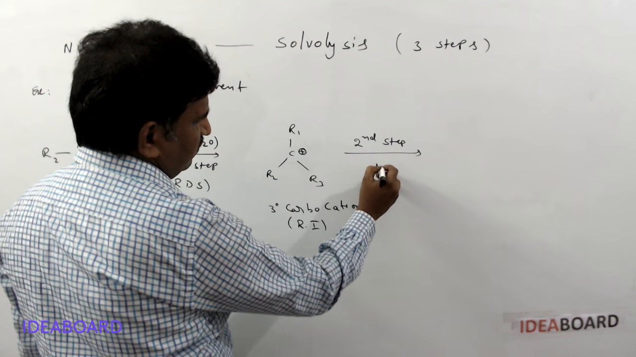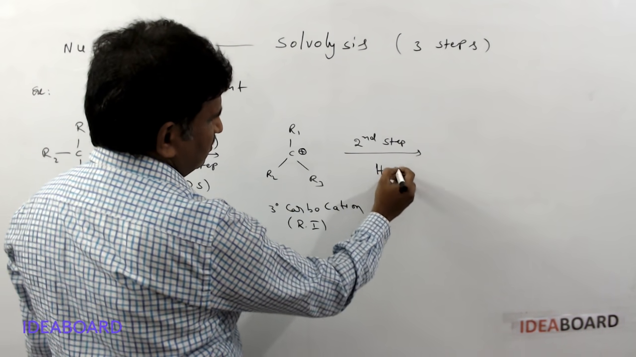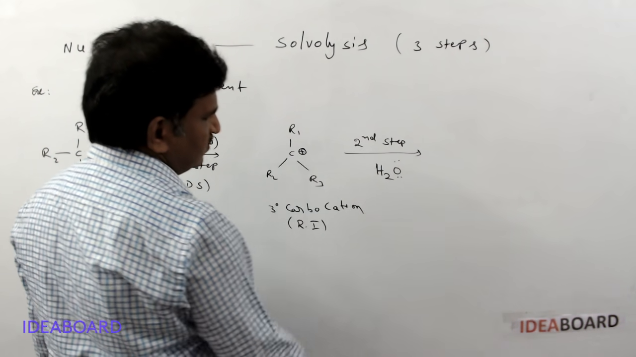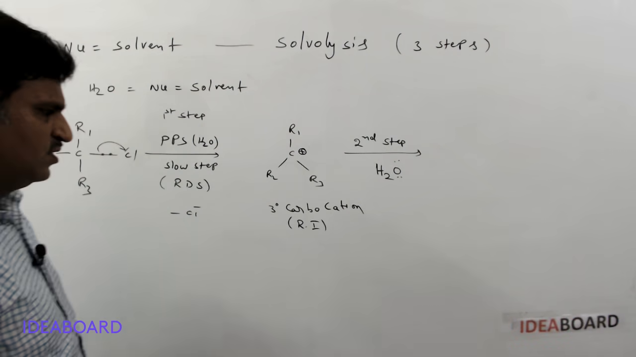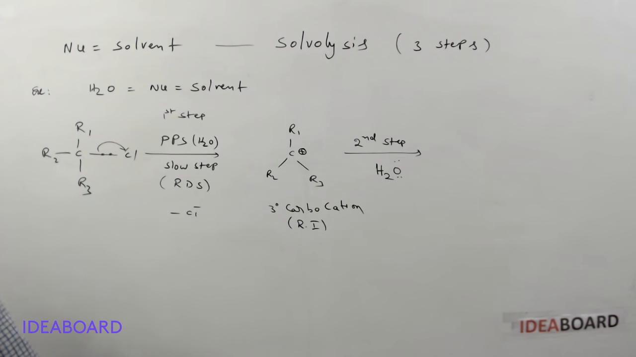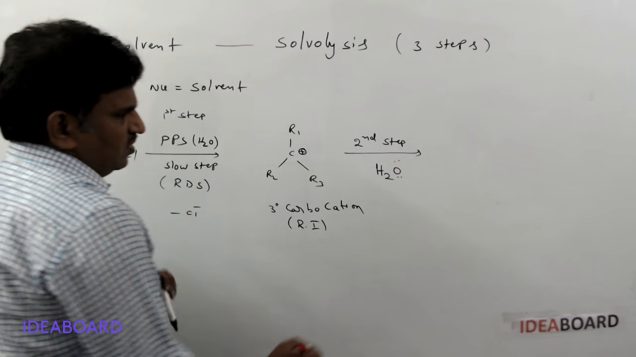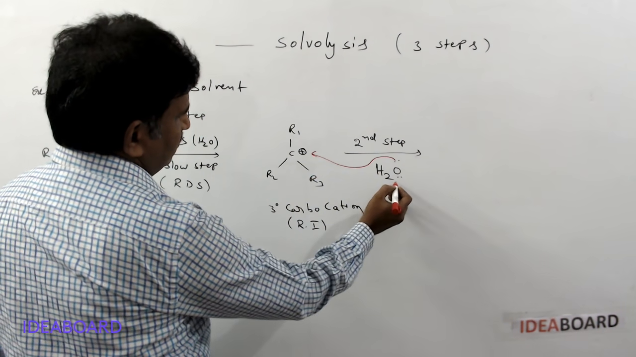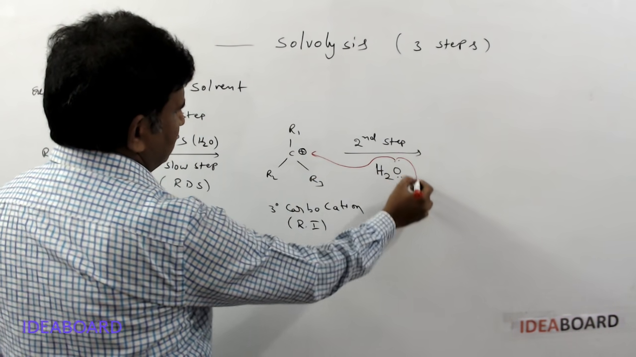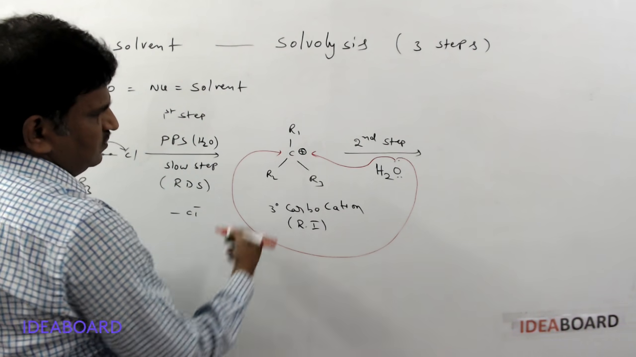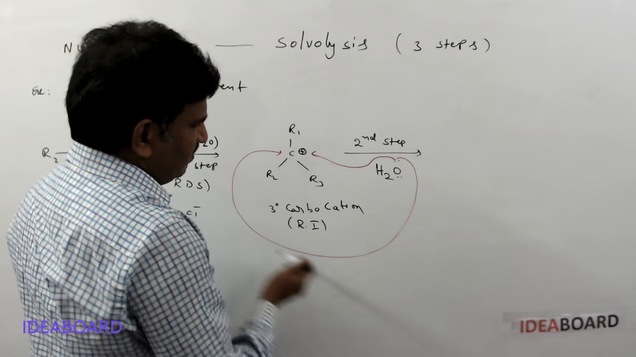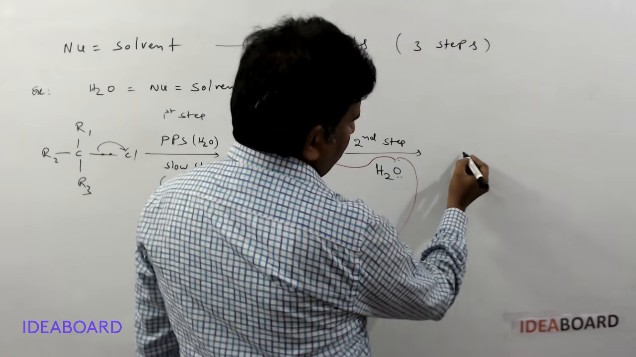What is the nucleophile here? Yes, this is water. The oxygen atom contains 2 lone pairs, and these lone pairs can attack from the front side, or from the back side, on the carbon's positive charge. So either from the front side or the back side it attacks to give 2 products.